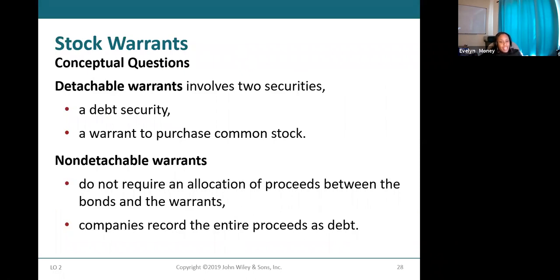So if the warrant is detachable, meaning I can separate the debt from the warrant, then you need to record it in the manner that I just showed you. You need to do some type of allocation. And the problem will have to tell you from a textbook standpoint, and even from a real world standpoint, they have to tell you whether or not the warrants are detachable. If the warrants are non-detachable, meaning you can't separate the warrant and sell it later on, then you record the entire thing as debt. But if it is detachable, then you do have to allocate and record the debt and the equity.